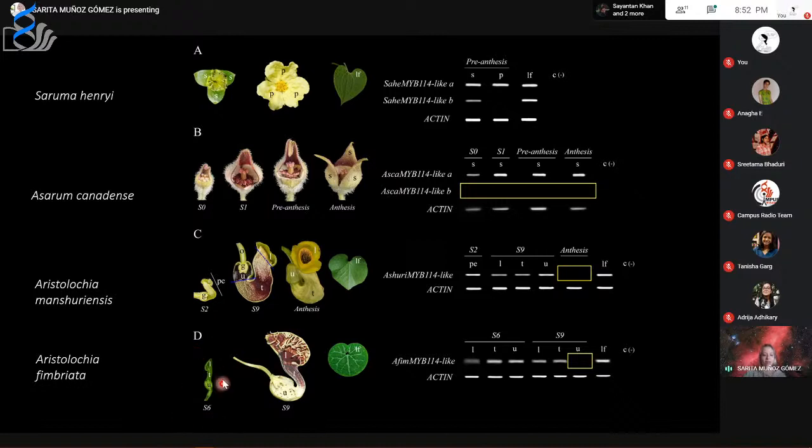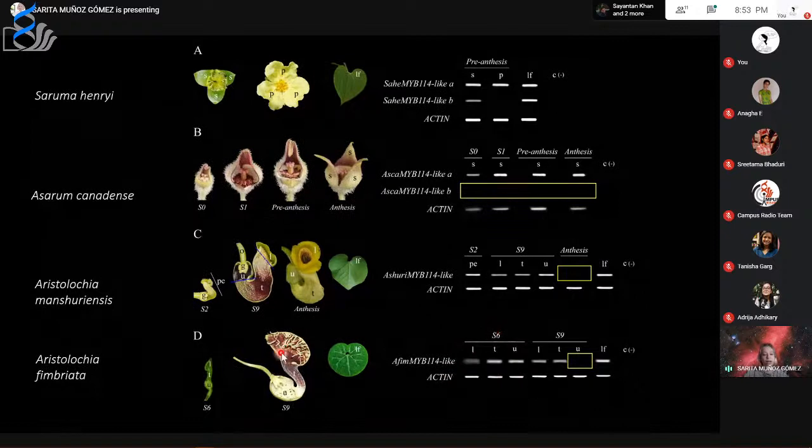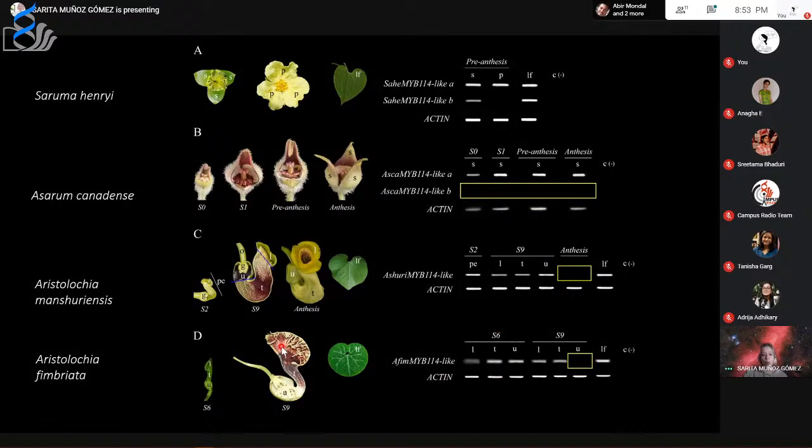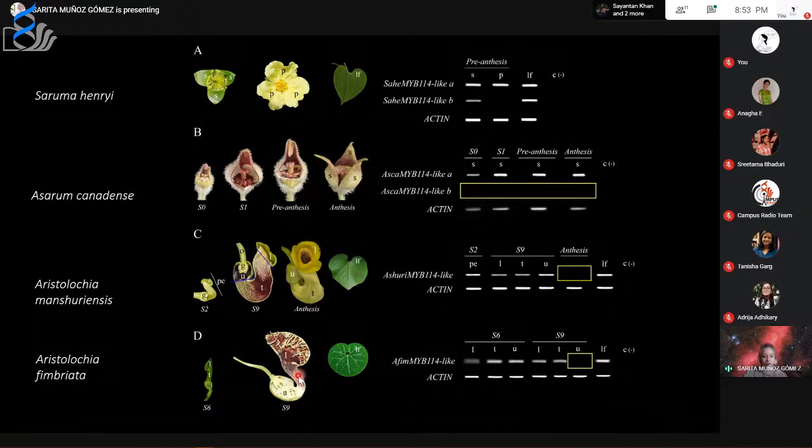And for Aristolochia fimbriata, we evaluated actually two developmental stages. So the early one was S6, in which limb, tooth, and utricle were evaluated, but all three of them were completely green, and we were able to find expression in all of them. And then we have evaluated S9, where we divided the flower in limb, tooth, and utricle again. And we were able to find expression of the gene in the dark purple limb and tooth, but not expression in the mostly yellow utricle. And there was expression in the leaves.